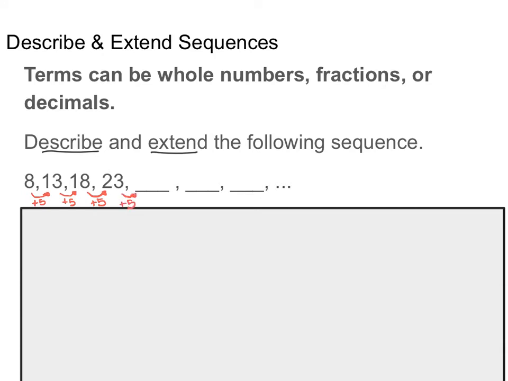So what is 23 plus 5? Well, that is 28. Now, from the 28, to figure out my next term, I have to add 5. So what is 28 plus 5? Yes, it's 33. And then to figure out my final term, the third one, I have to add 5. So 33 plus 5 is 38.